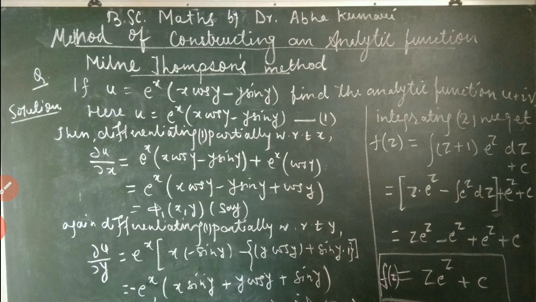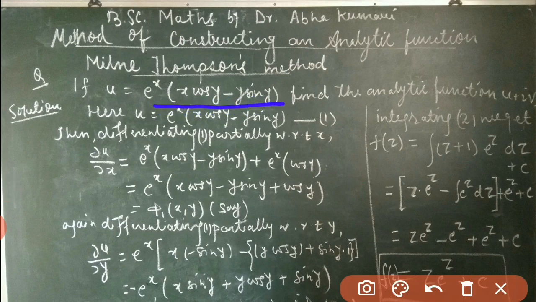a problem. The problem which we are going to solve is: if u equals e to the power x, x cos y minus y sin y, then find the analytic function u plus iv. So for finding the analytic function we must have u and v. u is a function of x, y and v is also a function of x, y. So let us solve by using Milne-Thomson's method. Now see the solution part.